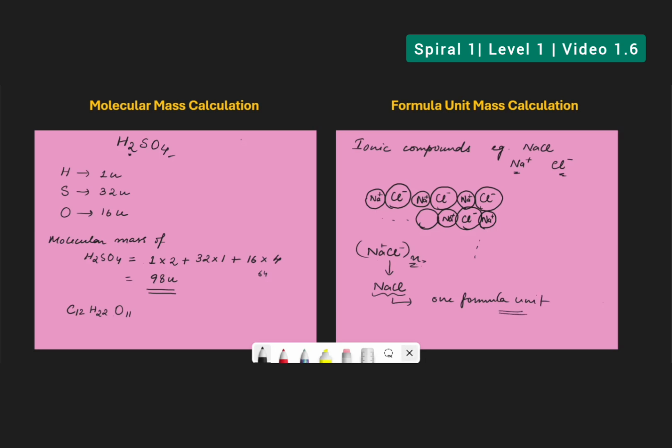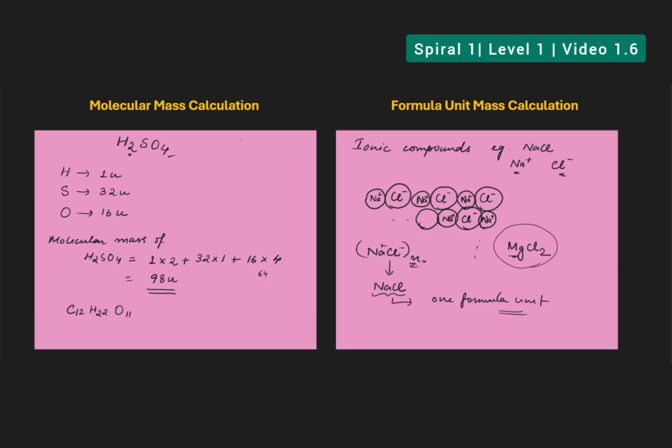In case of, say, magnesium chloride, what will be the formula unit? It will be MgCl2. So for every Mg2 plus, there will be 2 Cl minus. In that combination, there will be a lot of magnesium and chloride ions in its crystal lattice, but for every one Mg2 plus ion, there will be 2 Cl minus ions. So this is its formula unit. So how do we calculate formula unit mass?